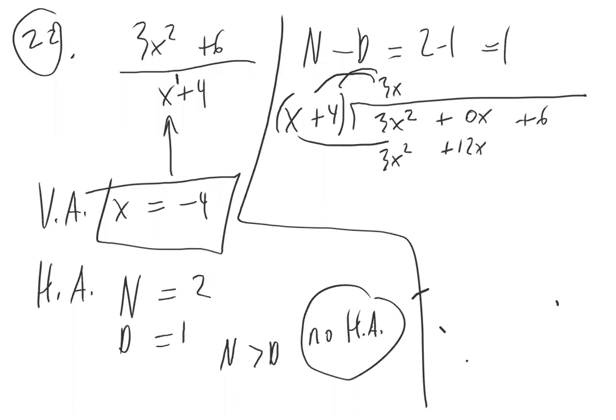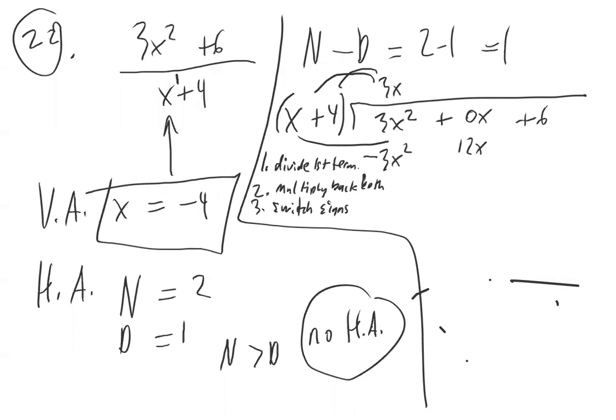So let me write down the steps of long division. The first step of long division is to divide the first term, right? The second step of long division is to multiply back by both terms, right? The third step of long division, which we're going to do now, is you switch the signs. You switch the signs of the answer that you just got. So I'm going to change this to negative, and I'm going to change this to negative. And then you add.